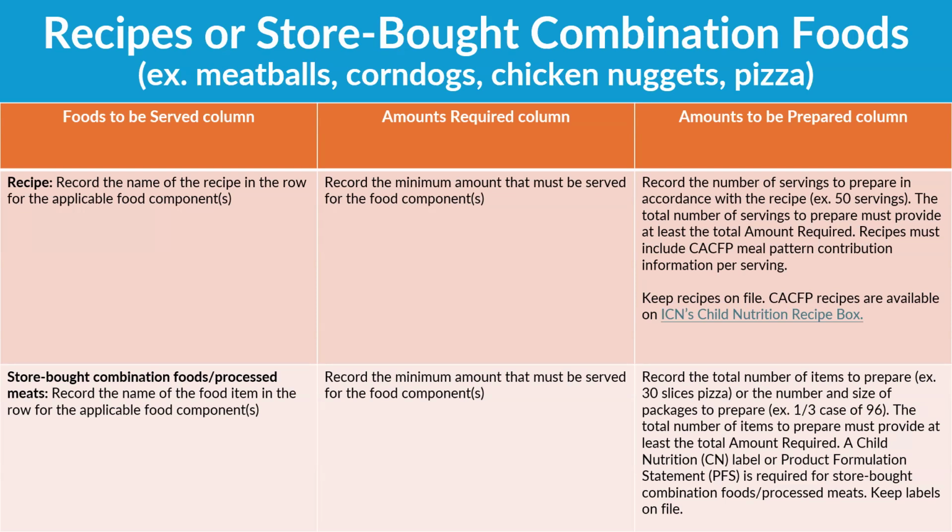I do want to flag that if you are looking for recipes that have CACFP crediting information, including the CACFP meal pattern contribution information per serving, please do check out the Institute of Child Nutrition. Their child nutrition recipe box is full of some really great resources, some really great recipes with this information included.